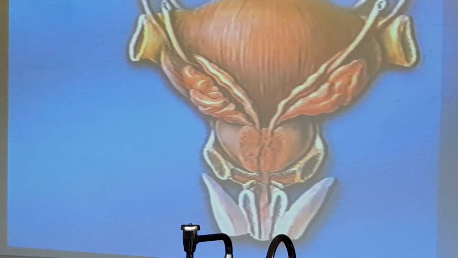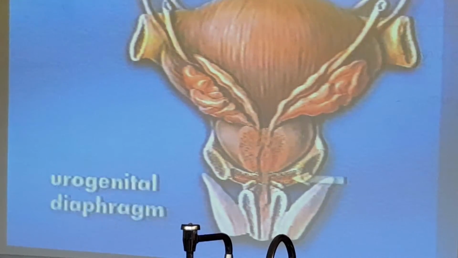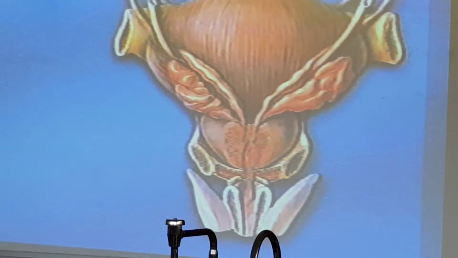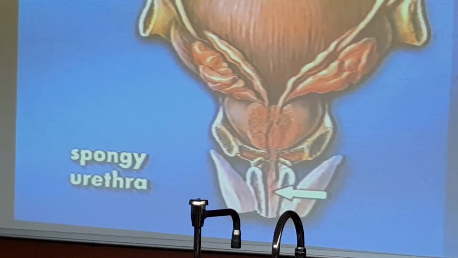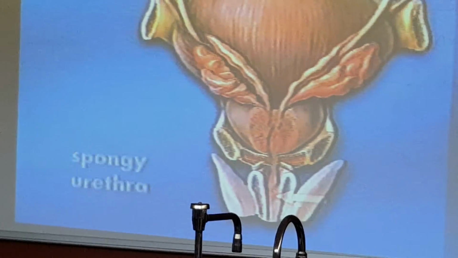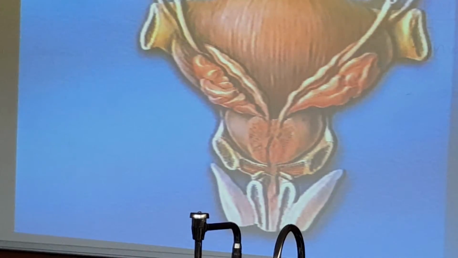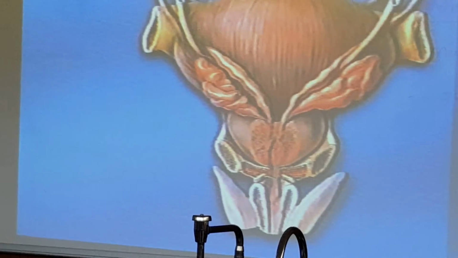Another pair of accessory glands, the bulbourethral glands, are quite small and are located inferior to the prostate gland within the urogenital diaphragm. The ducts of the bulbourethral glands open into the spongy urethra in the penis. These glands secrete an alkaline fluid prior to ejaculation that protects sperm by lubricating the lining of the urethra and neutralizing its acidic environment.